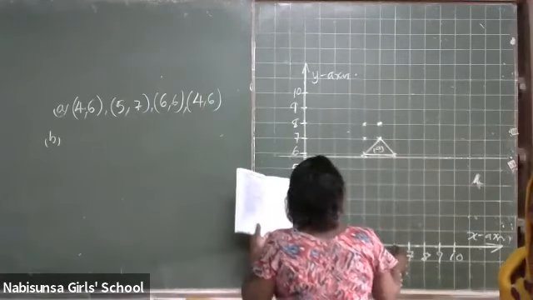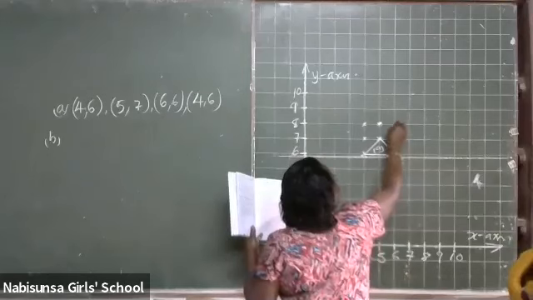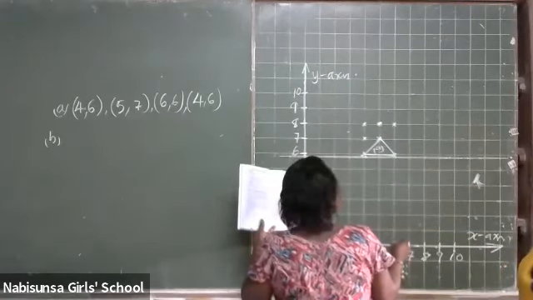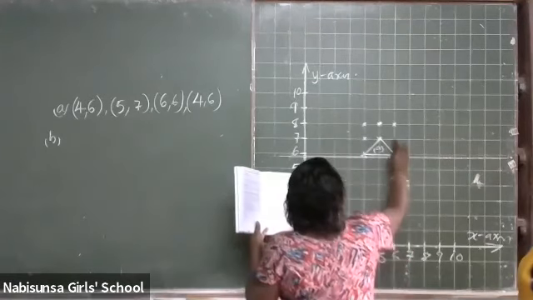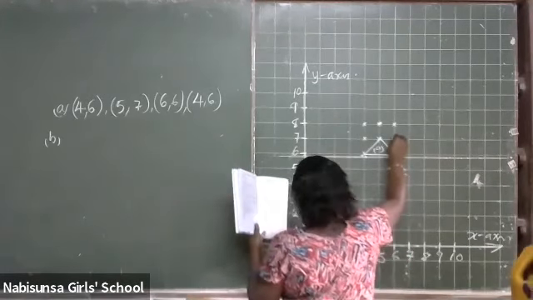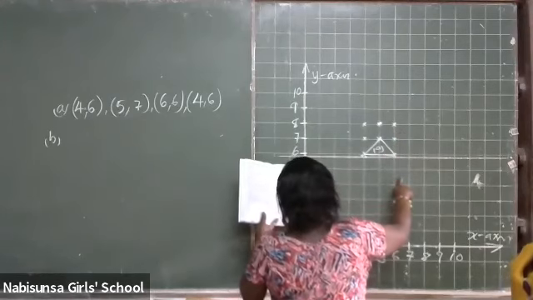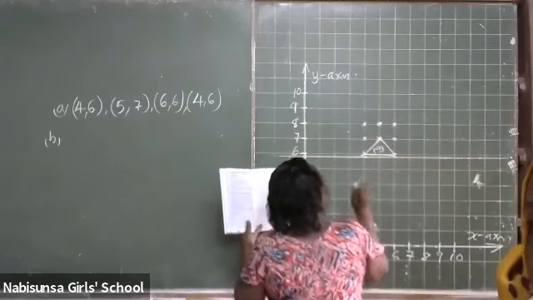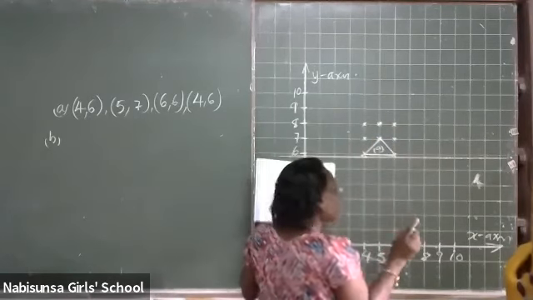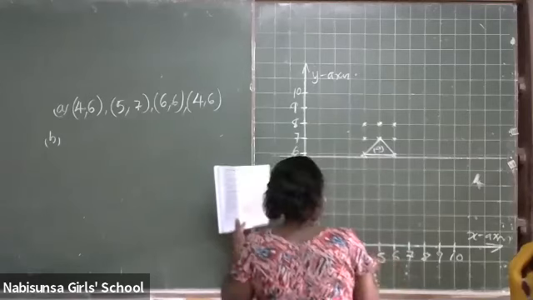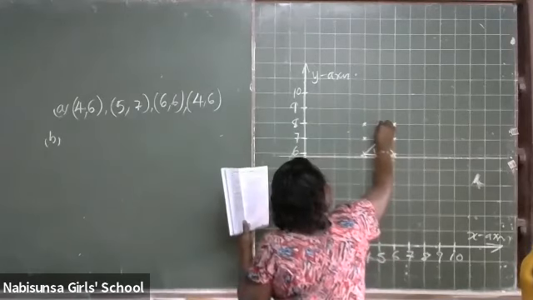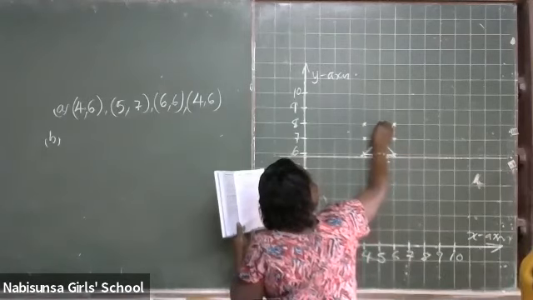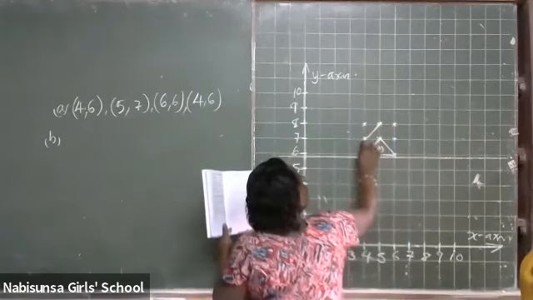Then 6, 8. From there, another point, 6, 7. We have that point. Is it the last point? No, 5, 8 is the last point. So now, can we join them in order? Which point did we start with? 5, 8. Where did we go next? 4, 8. Are you seeing me joining?